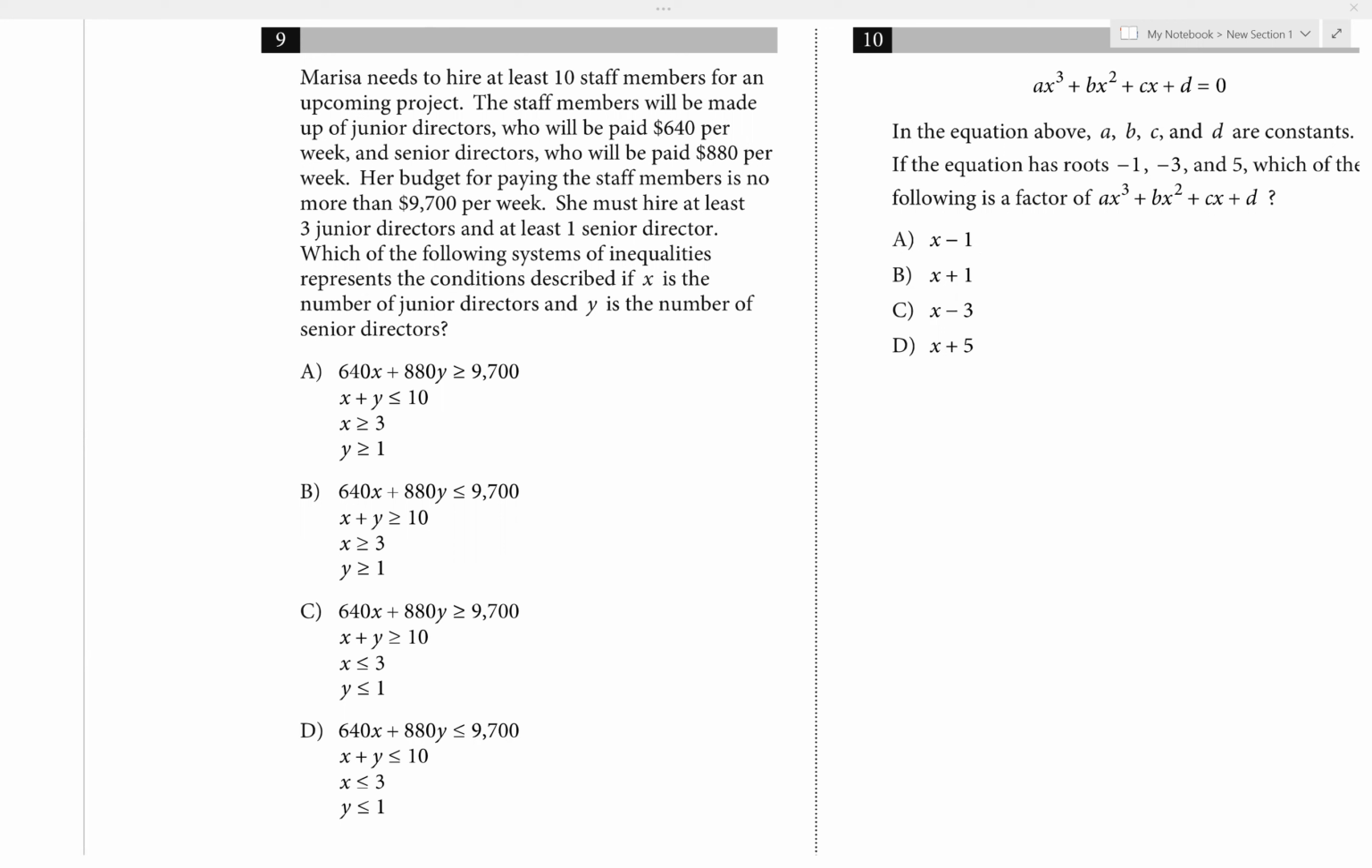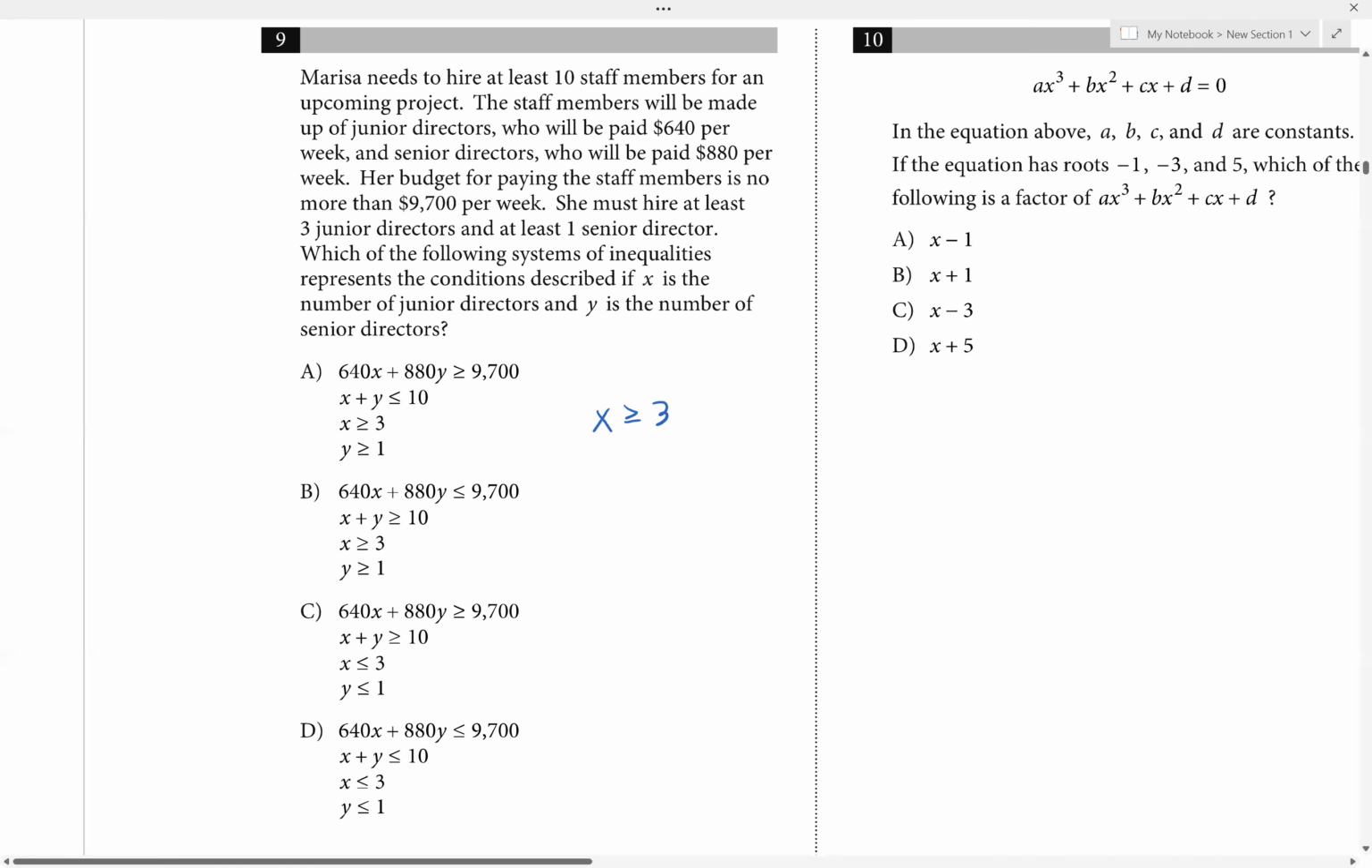Okay, so for this word problem, we're trying to come up with an inequality to describe this problem. We don't necessarily have to solve for X and Y, we just have to be able to write out the correct inequalities. So let's see what constraints we have here. First, she must hire at least 3 junior directors, right? Junior director is X, so the X value had to be at least 3. At least 3 means X has to be greater than or equal to 3. It can be bigger than 3 or equal to 3.